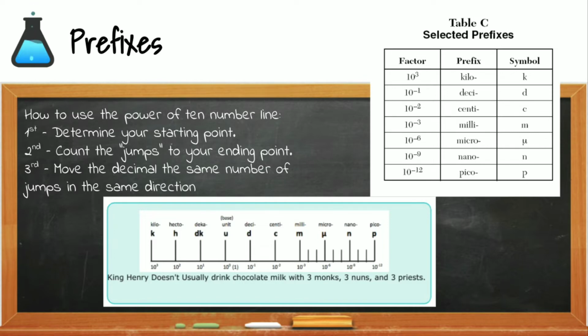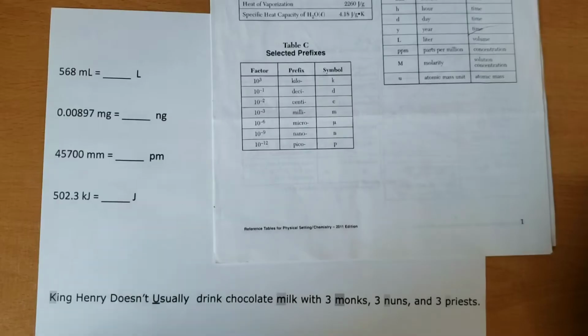So we won't have to name it, but we need to include its place on the power of 10 number line. And I like to use this mnemonic device where King for kilo, Henry, which is hecto, but we don't need to know that. We just need to keep the place for 10 to the power of 2. King Henry doesn't usually drink chocolate milk with 1, 2, 3 monks, 1, 2, 3 nuns, and 1, 2, 3 priests. Let me show you what this means.